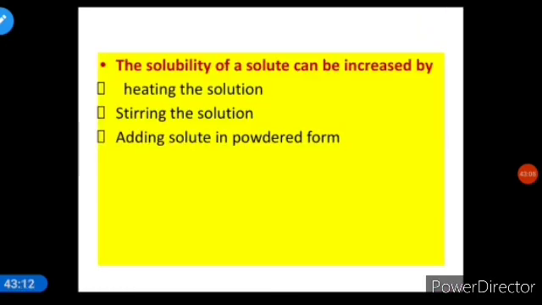The solubility of a solute can be increased. How can we increase the solubility? By heating the solution. When we heat the solution, we can dissolve more solute in it. And by stirring properly, we can add more solute and stir, and then the solute dissolves easily by adding the solute in powdered form. If you dissolve big crystals of solute, it takes too much time. So if we make those crystals into powdery form, it is very easy to dissolve in the solvent.